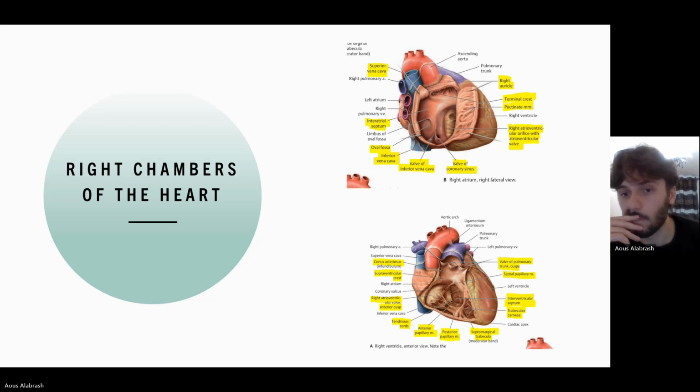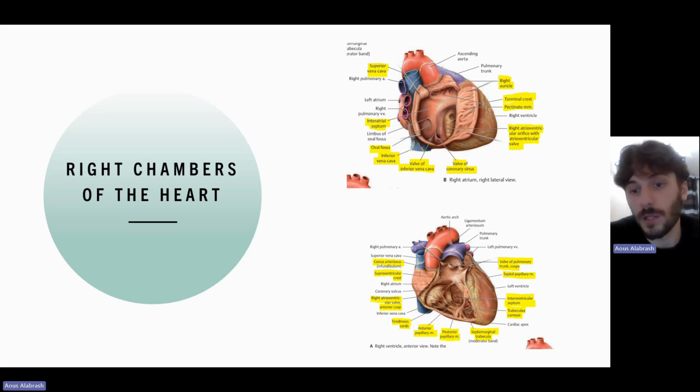And as I mentioned, it has no trabeculae carneae, and that's the outflow tract where blood goes from the right ventricle to the pulmonary trunk. So it's just the tract that leads to the pulmonary artery.